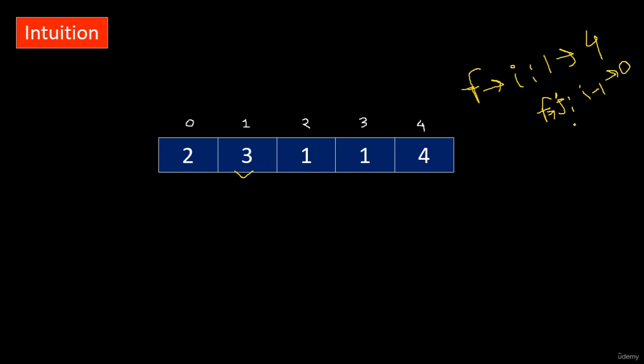Now here we'll look at the difference of indices. So 1 minus 0 is 1, and the value here is 2. 2 is greater than the difference of the indices, so we can reach this index. Then our next element is 1. Can we reach this cell from the left?